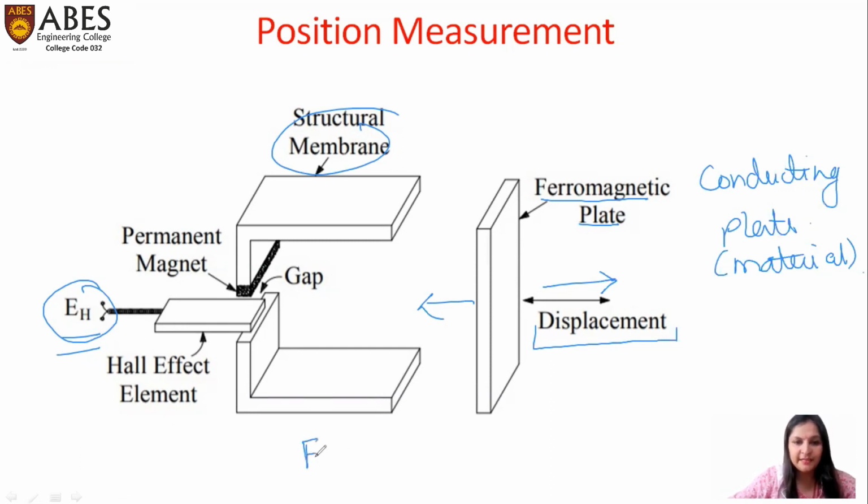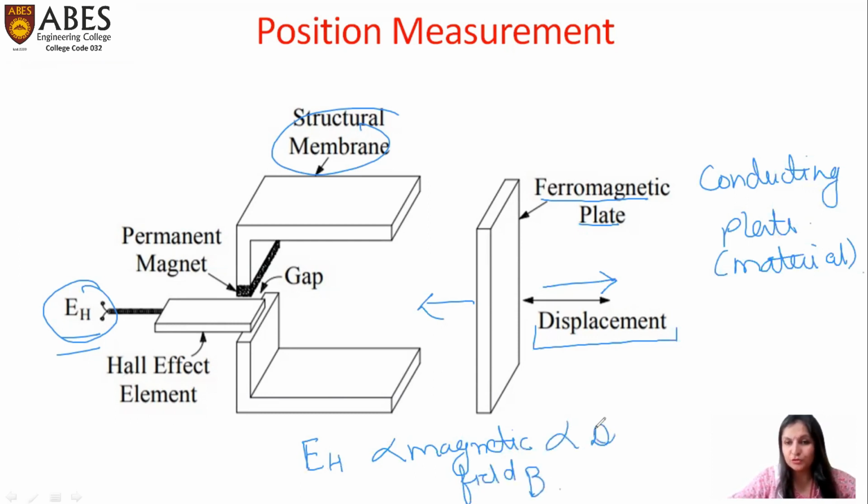So here also we will say that the potential difference, or the EMF, is directly proportional to the magnetic field, that is B, and it is also directly proportional to the displacement. Like if we push this ferromagnetic plate towards the magnetic field, then there will be more density, more tension in the electric field and magnetic field that has been applied here. So the EMF will change.